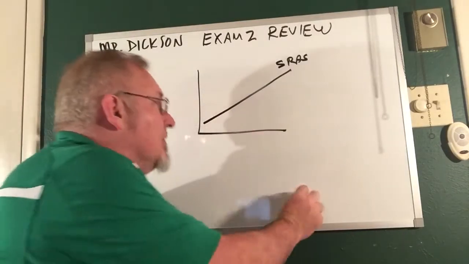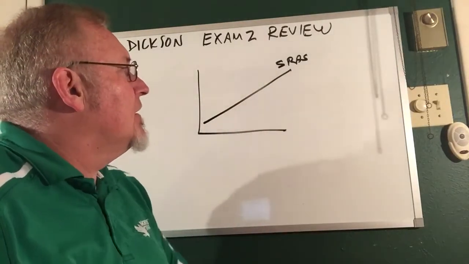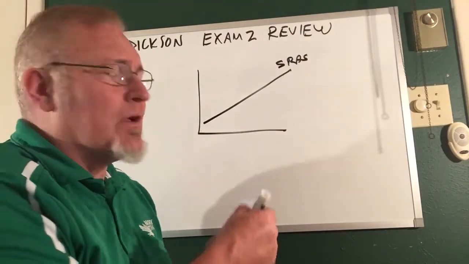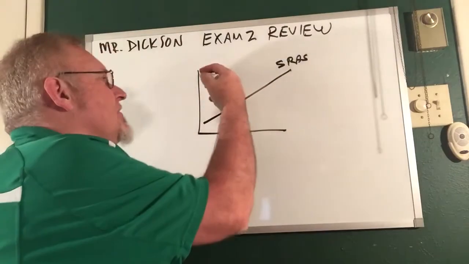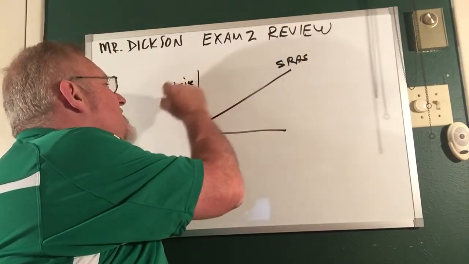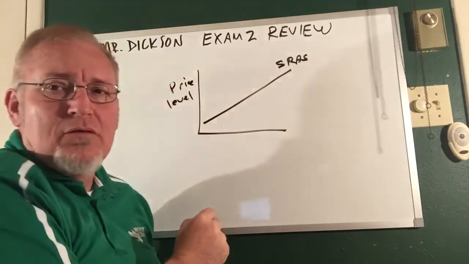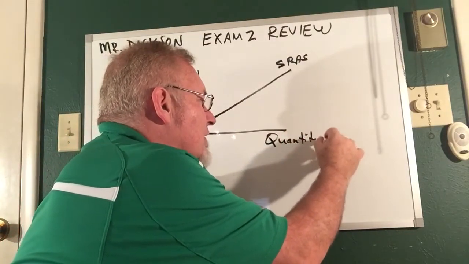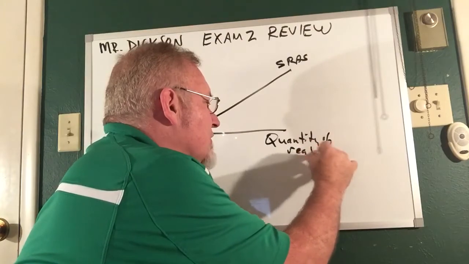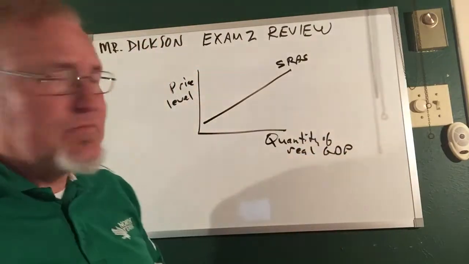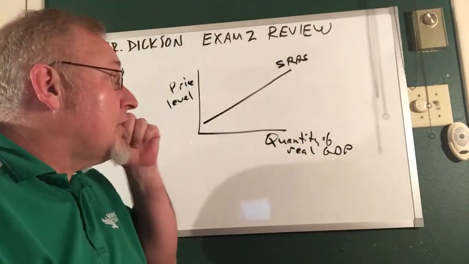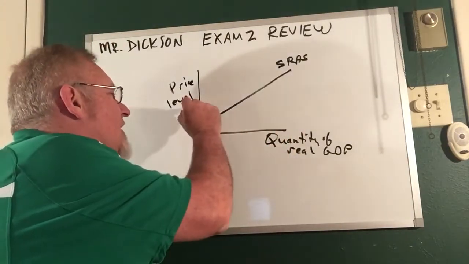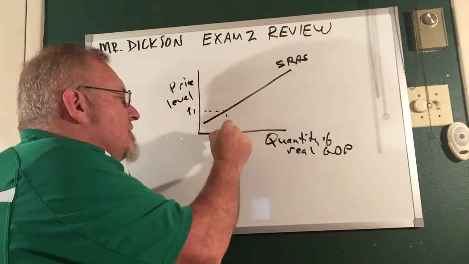But in the short run, short-run aggregate supply is generally upward sloping. Again, just like in aggregate demand, this becomes price level, and this becomes quantity of real GDP. Now, let's talk briefly. So again, it's a direct relationship. So as price level increases, right?